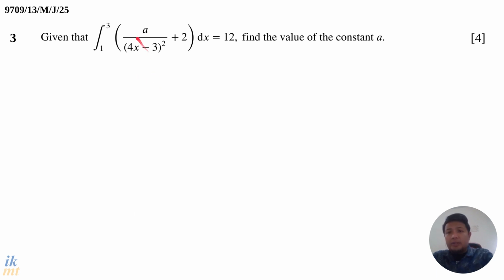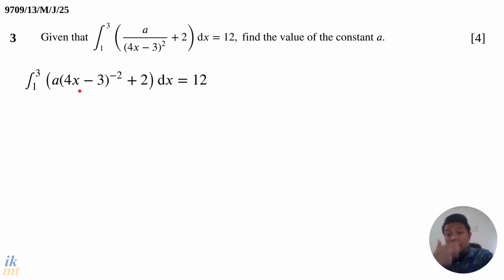So we rewrite this part here. This 2 here is fine, but this a over (4x minus 3) squared, we have to rewrite in index form. So if we rewrite it in index form, this becomes a times (4x minus 3) to the power negative 2. So now we have a power function.